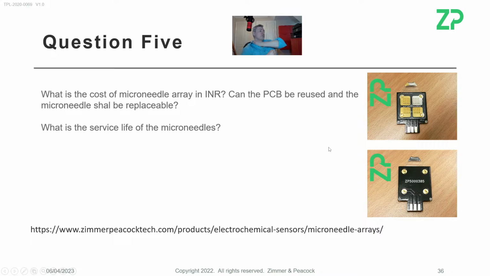This is an interesting question. What's the service life of the microneedles? Something I've talked about in the past is people don't guarantee wetted parts. What I mean by that is, if you make a scientific device, you can often have a piece that is in wet contact with a sample, and pieces that are not in wet contact with a sample.